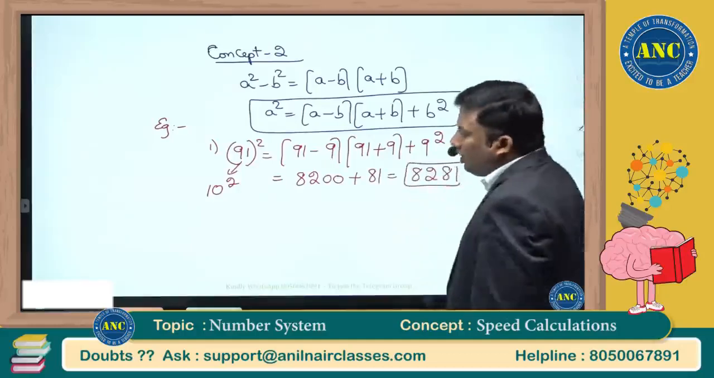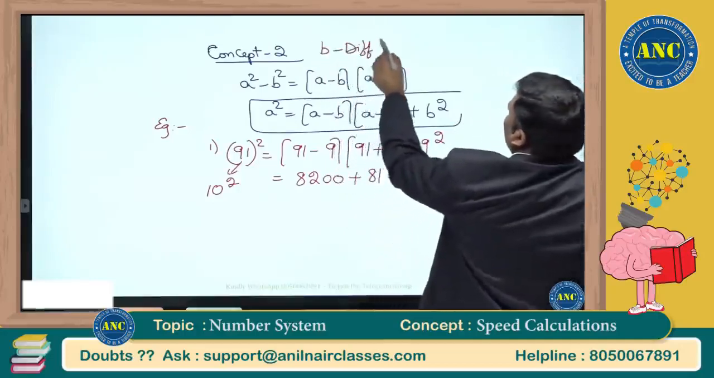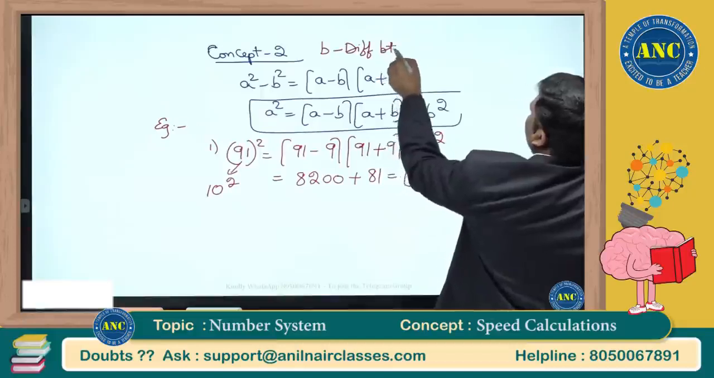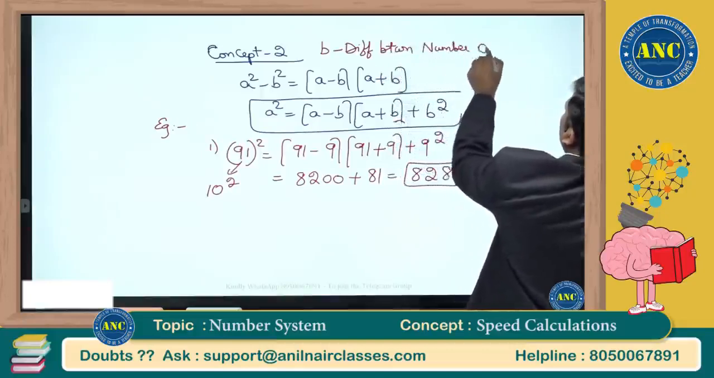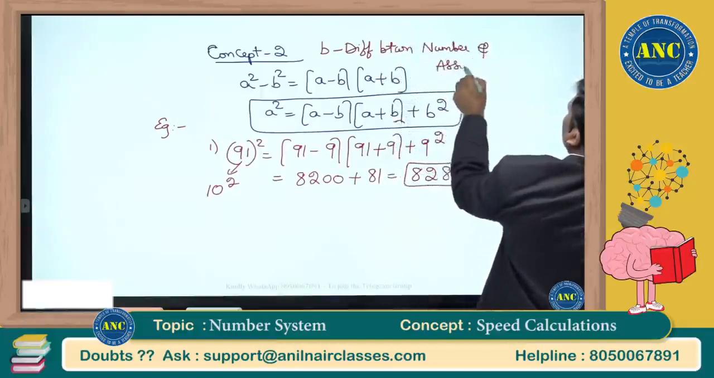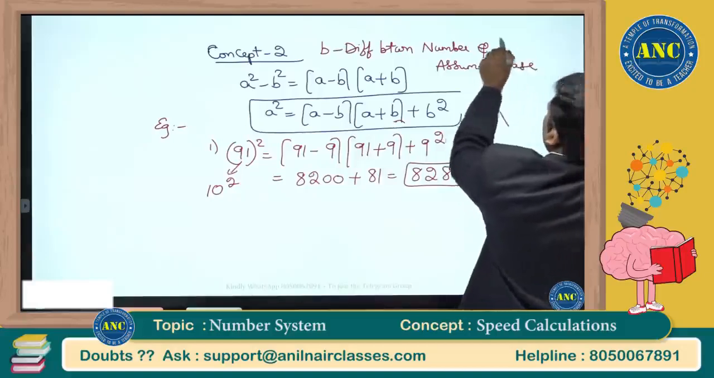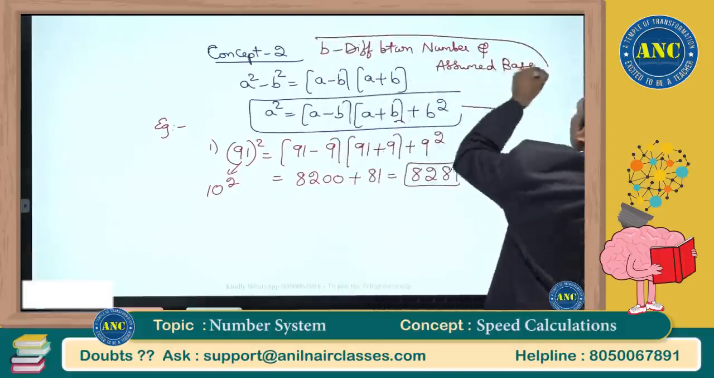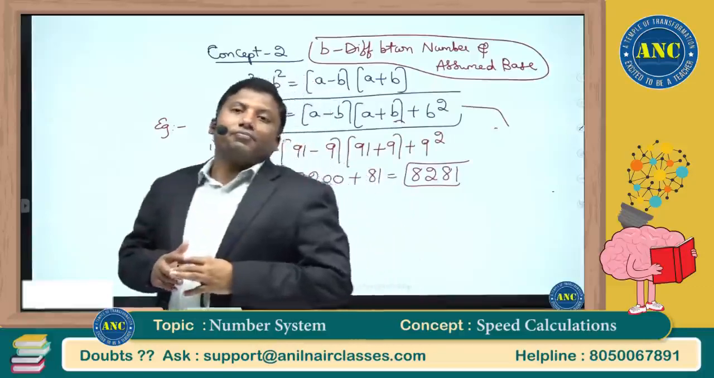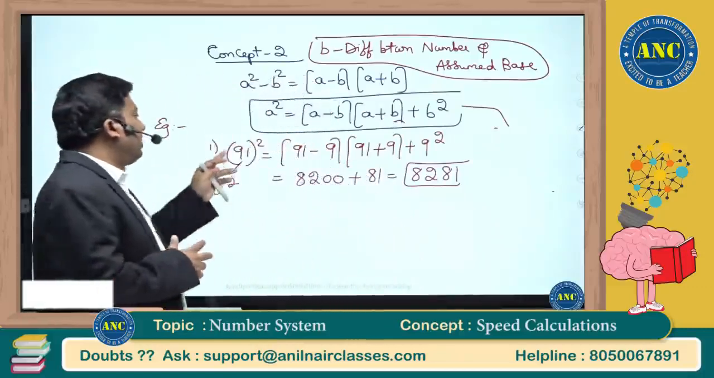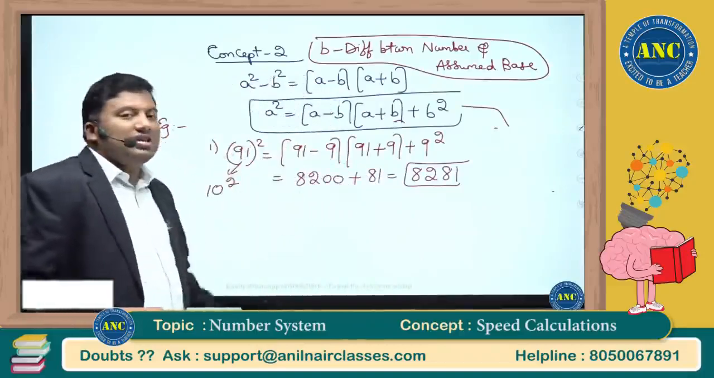What is the first thing here? B is the difference between the number and the assumed base. First take a number. Check whether this number is nearer to a power of 10. 91, 100. The difference is 9.